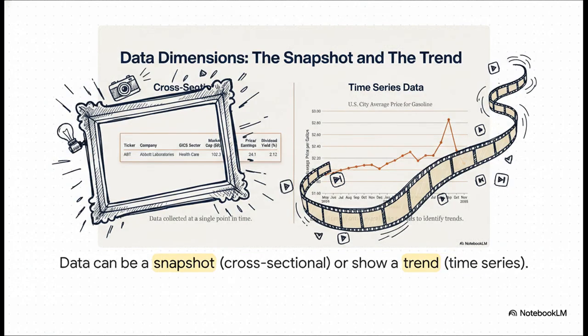Data also has a relationship with time, and it's super important to get this right. Think of it like this. Cross-sectional data is like taking a photograph. It's a snapshot of a bunch of different things at one single moment in time. A time series, on the other hand, is more like a movie. It tracks one thing over a period of time so you can spot trends, like how the average price of gas changed between 2004 and 2005.